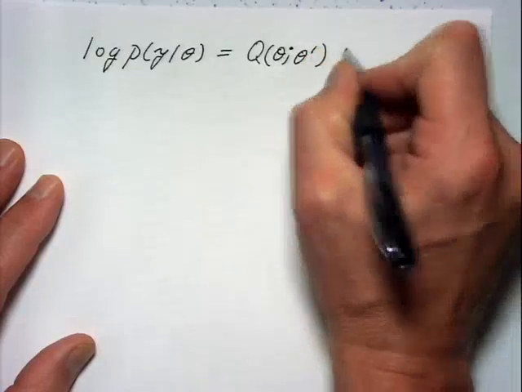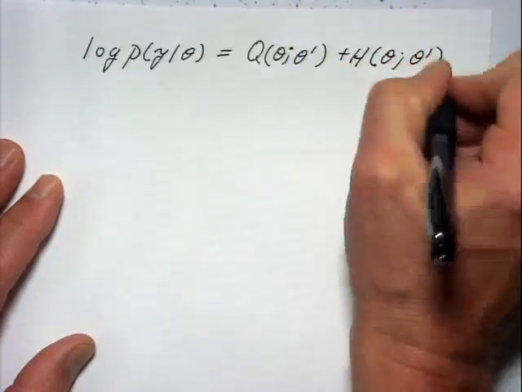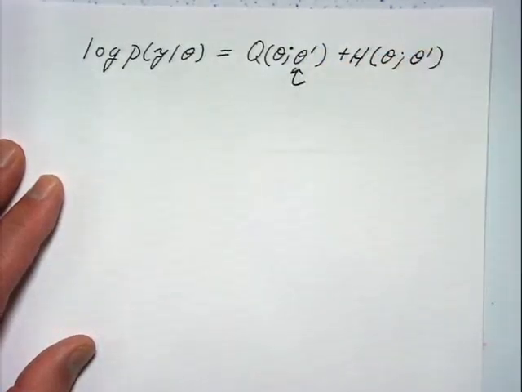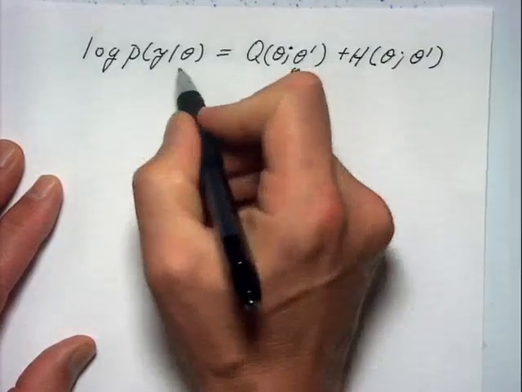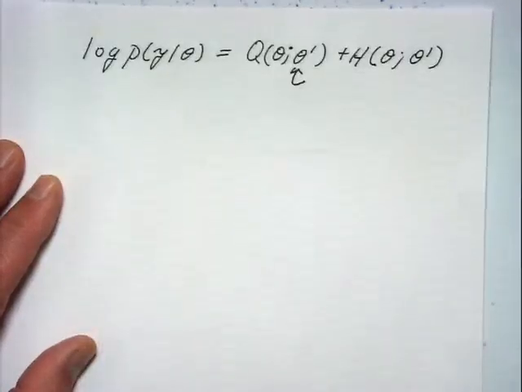And the second, there's this H function. And theta here can take on any value. Theta prime can take on any value. So theta is the same as that theta, but theta prime can take on any value. You say, well, what are you talking about? Just don't worry about it. Just accept it for the time being. Okay, it's a formal relationship.